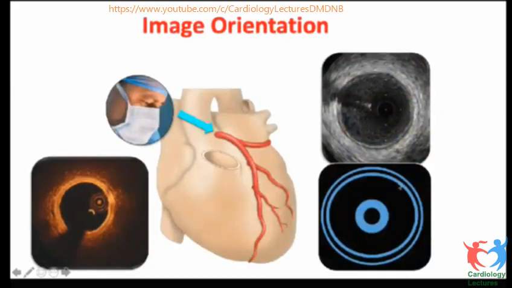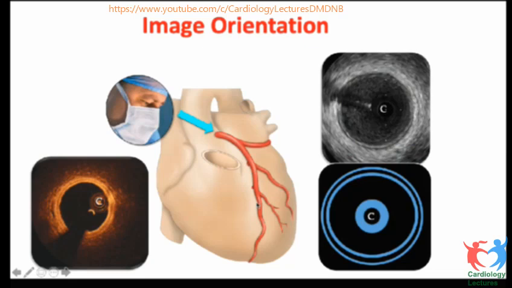And image orientation. If you remember, all your echo and CT images are oriented as if you are standing at the foot of the patient and looking ahead. But here, OCT and IVUS images are oriented as if you're sitting inside the aortic root and looking into the ostium of the coronary artery. So all the images are oriented from the ostium of the coronary artery rather than from the distal part.